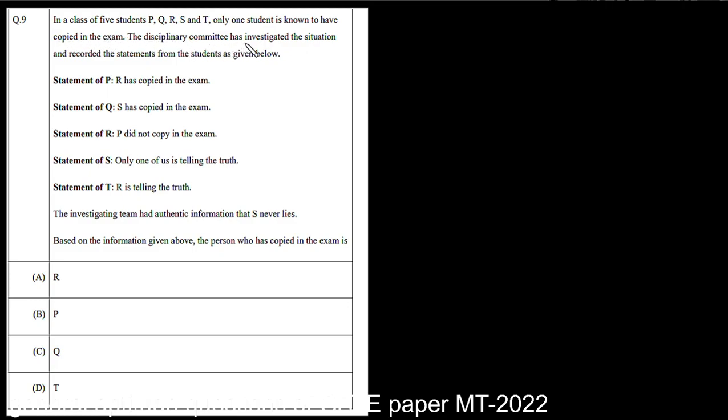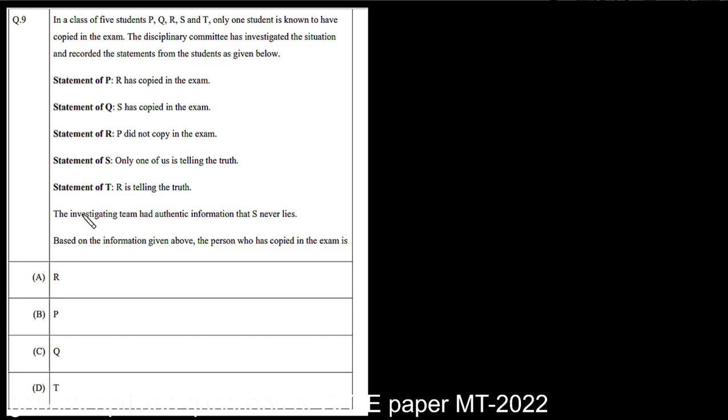The disciplinary committee has investigated the situation and recorded the statements from the students as given below. Now this investigating committee came into the picture, and they recorded different statements from those 5 students to find out which student has actually copied in the exam. Now the statements: P says R has copied in the exam. Q says S has copied in the exam. R says P did not copy in the exam. The student S says only one of us is telling the truth, and T says R is telling the truth.